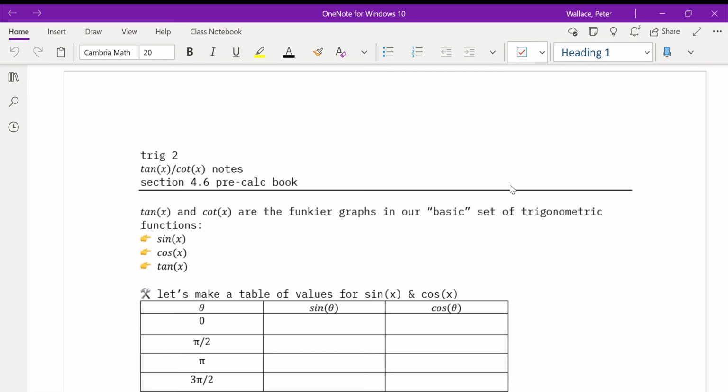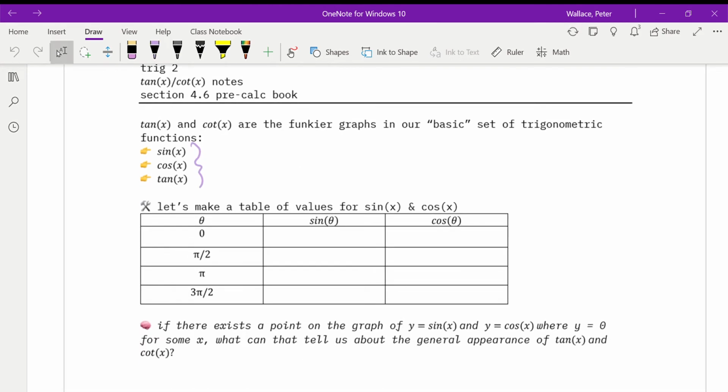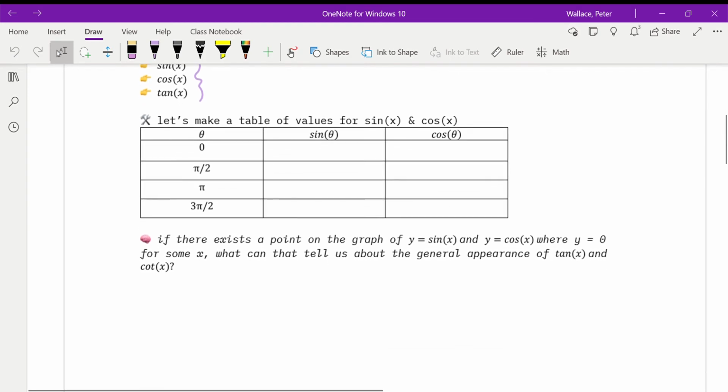Alright, people, let's talk about tangent and cotangent. So we can think about generally in trig, we've got our three basic sets of functions here: sine, cosine, and tangent. Today we're going to talk about tangent and cotangent. Cotangent is generally just the reciprocal, sort of flipped around version of tangent. So whatever applies to tangent will generally apply, in a reversed way, to cotangent.